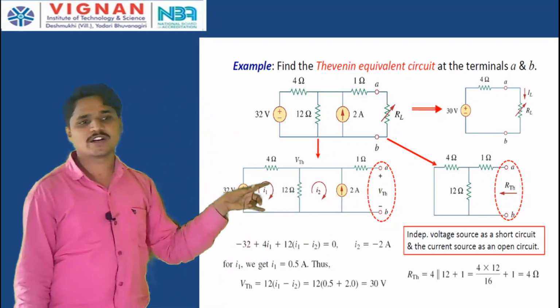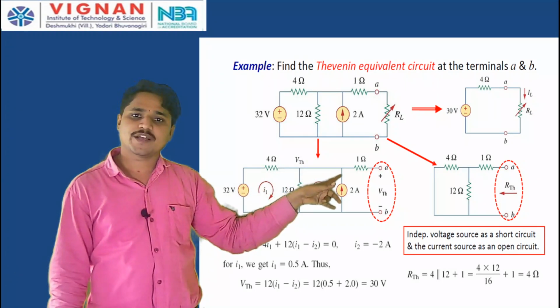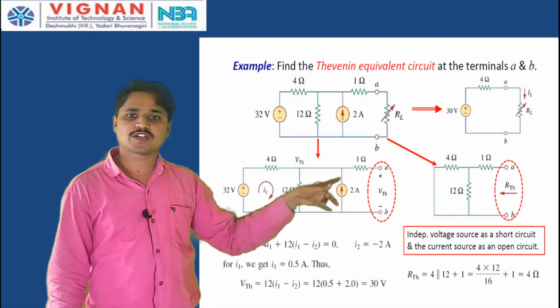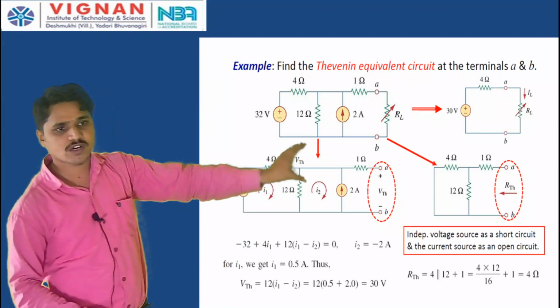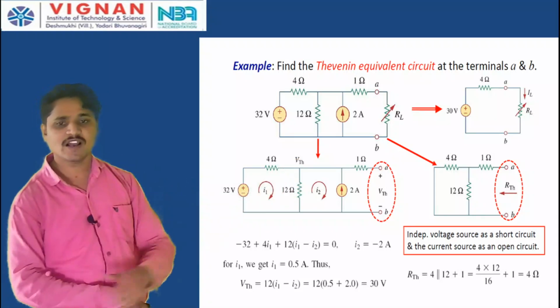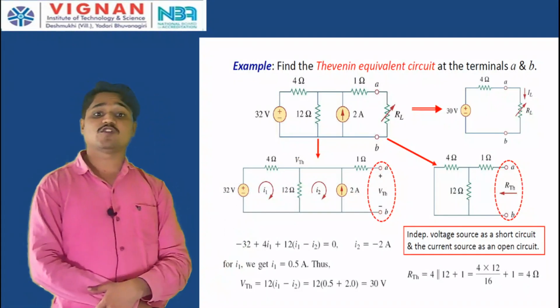Therefore, what is the voltage in the 12 ohm resistor? The same voltage will appear across this 2 ampere current source. That voltage we are calling the Thevenin's voltage, V Thevenin. So, between these two nodes the voltage will exist. Now tell me, what is the voltage across this 12 ohm resistor?